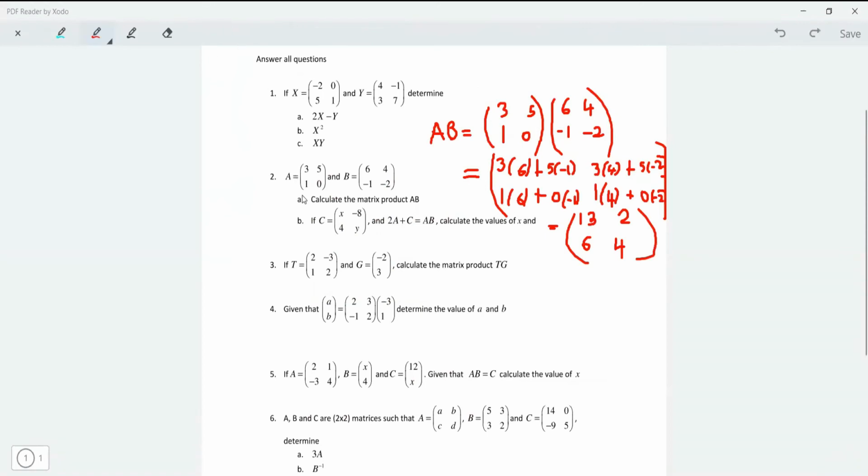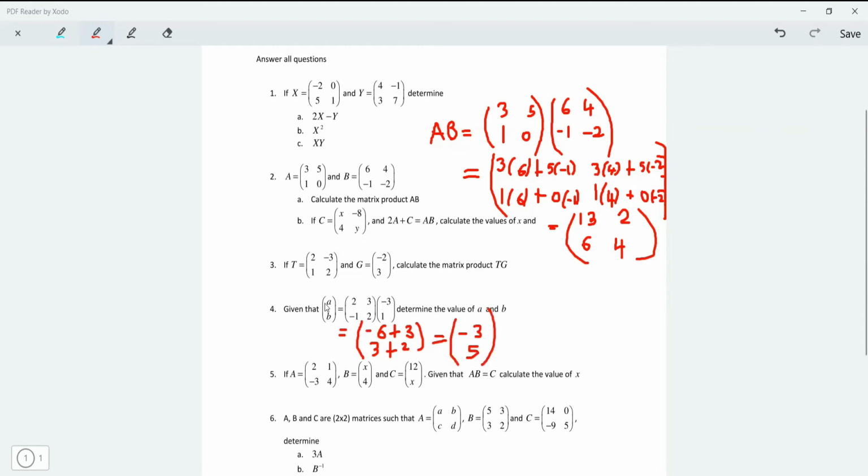All right, so now that's out of the way. It says, given that AB is this, determine the value of A and B. It's the same thing as the first one. All you have to do is multiply row by column. 2 times minus 3 is minus 6, plus 3 times 1 is 3. Then the second row by the second column: minus 1 times minus 3 is 3, plus 2 times 1 is 2. So we end up with minus 6 plus 3 is minus 3, and then 3 plus 2 is 5. So that's minus 3, 5.